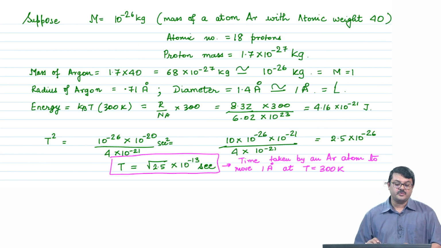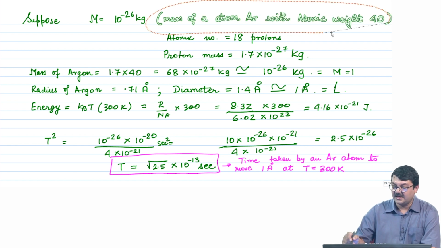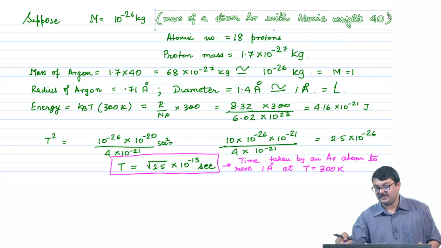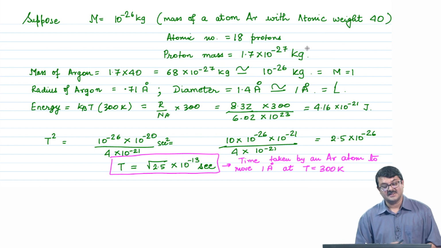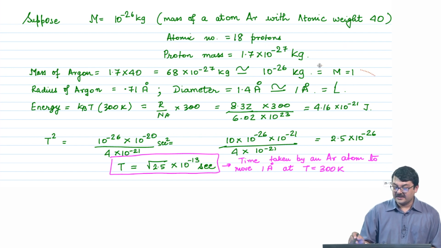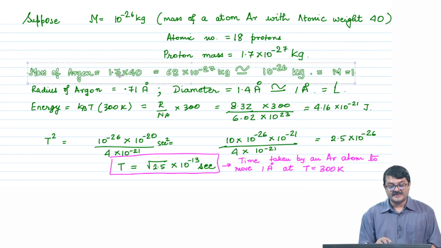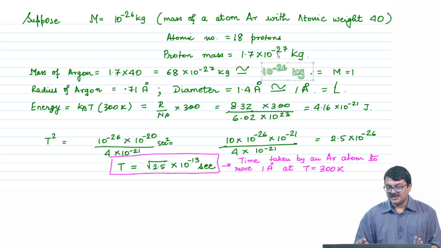Let us actually put numbers. Suppose the particle which you are modeling in your molecular dynamics simulations is an argon gas particle. Argon has an atomic weight of 40. One proton is basically 1.7 into 10 to the minus 27 kg. The atomic number of argon is 18, which means it has 18 protons and the rest are neutrons. So, the mass of argon can be calculated as 1.7 into 10 to the minus 27 into 40, which is approximately, since we are calculating order of magnitude, 10 to the minus 26 kg, with some prefactors which we are ignoring.